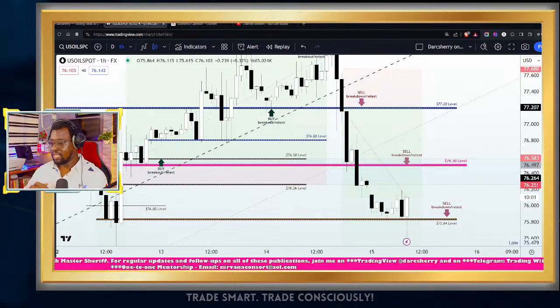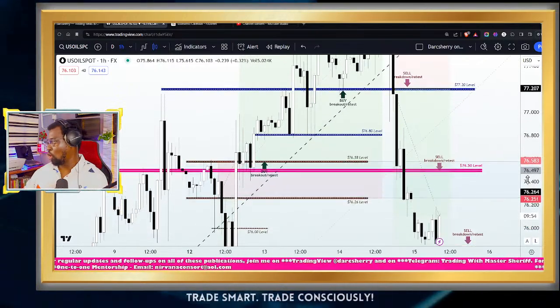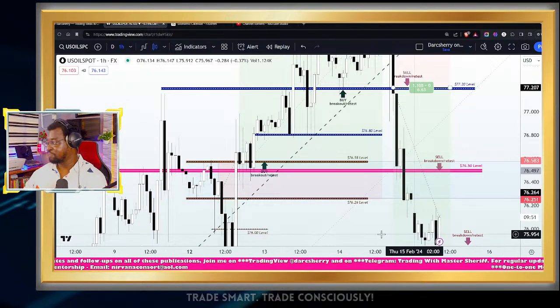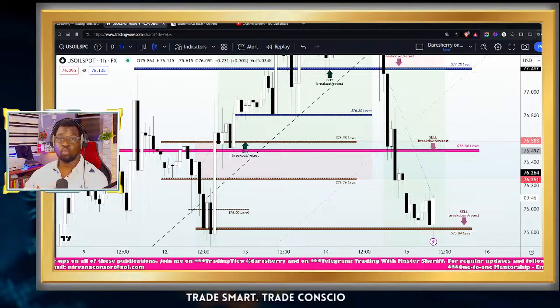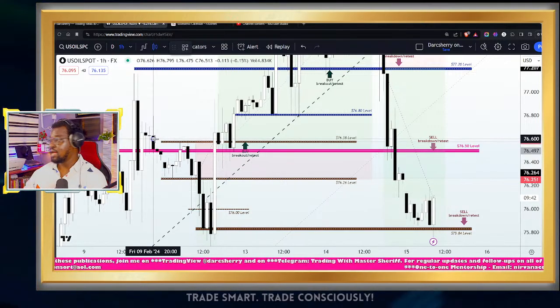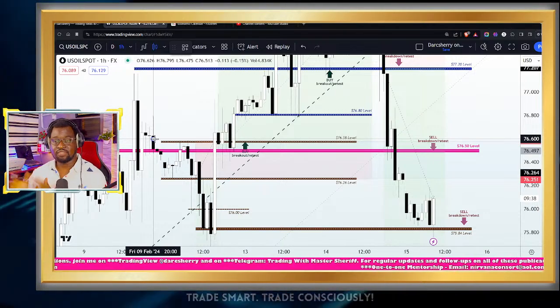All right, so with that being said, let's go back into the chart and look at how the week started for us on the USOILSPOT and what led to the decisions we made. So at the beginning of the week, we had a situation where price action was initially confined, oscillating just right around our key level, the $76.50 area.